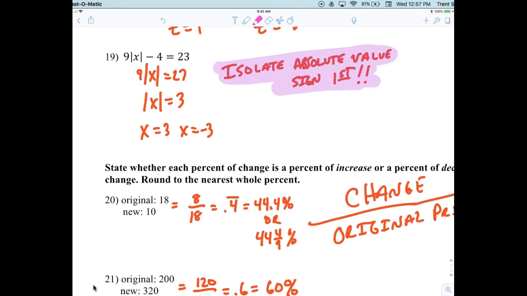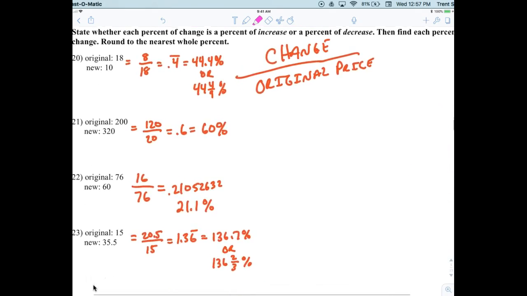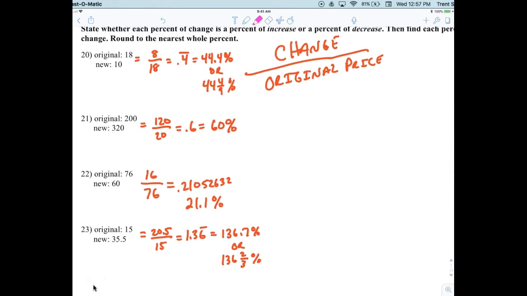Now, the next big chunk, of course, is the percent problems. So let's take a look at those. And again, if you don't remember the formula, you're in a little bit of trouble, right? So tomorrow, make sure you know the percent of increase or decrease is always the change divided by the original amount. The change divided by the original amount. Now, I don't care if you write 44.4%. I think it's nice if you know that that's the same as 44 4/9. But I don't care how you write it.